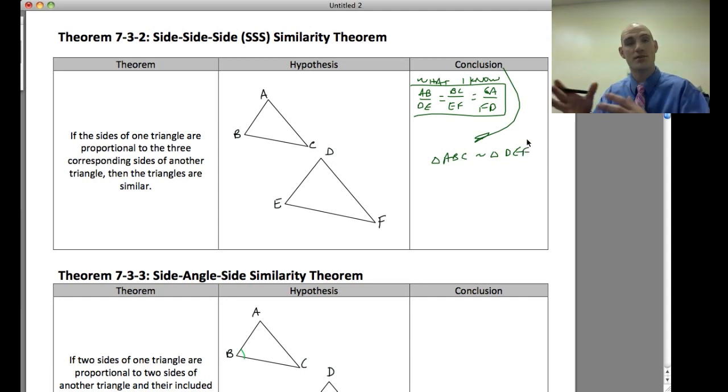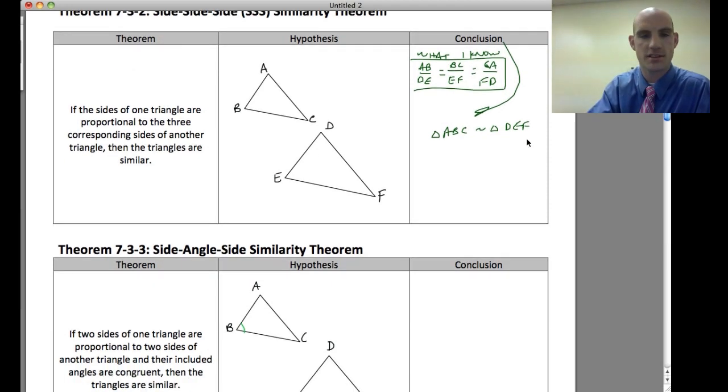So if I have just the three sides, notice, before we needed all 6 pieces, 3 congruent angles, 3 proportional sides. These theorems are designed so that we don't have to prove everything. If we can prove the 2 angles, we can do it. If we can prove the 3 sides, we can prove that they're similar. Okay? So that's the first part.